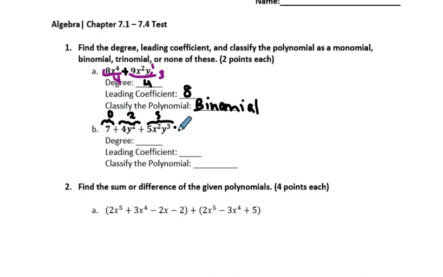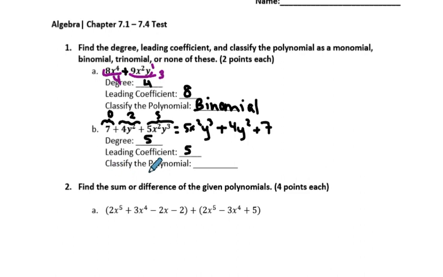So to put this in a standard form, the highest degree must go first. So 5x squared y cubed plus 4y squared, the next highest degree, plus the constant at the end, 7. All right, now that it's in standard form, it's easy to pick out that leading coefficient, the first coefficient of 5. The degree, again, is the highest degree of the terms. In this case, it is 5.